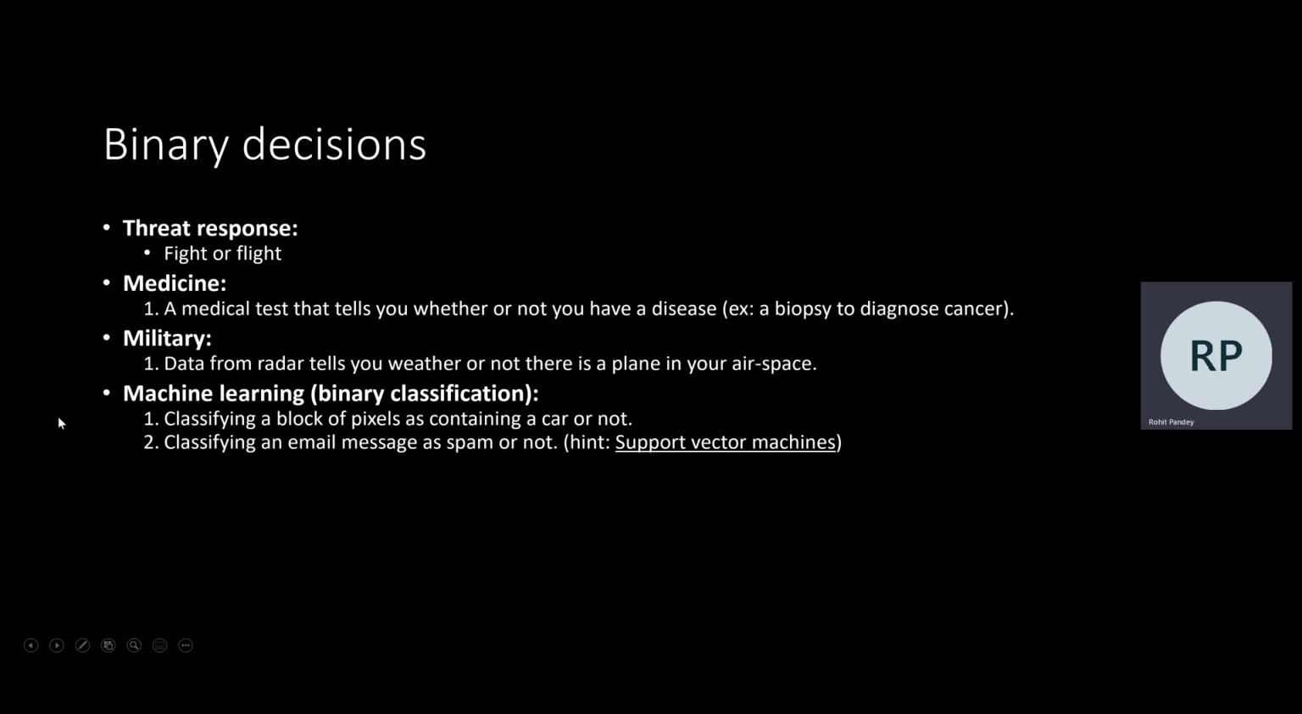Making things even more modern, you have machine learning, where you can do binary classification. Take a block of pixels, and you have to say whether there's a car in that block of pixels, yes or no. You have an email message, is it spam, yes or no?